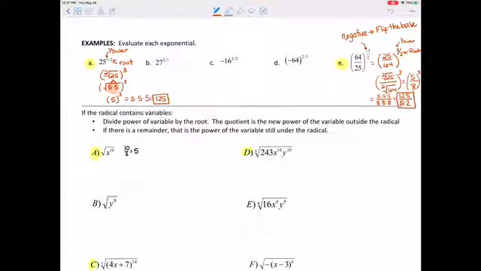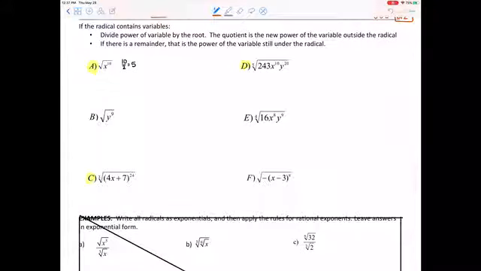Okay, B, C, and D are some examples for you to try, and then we're going to look through some more examples. So you can pause and finish up those 3, then we'll come back and finish out this page.